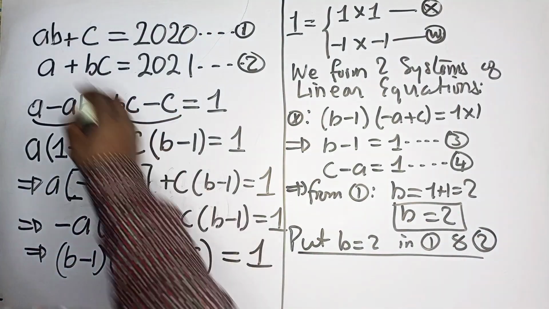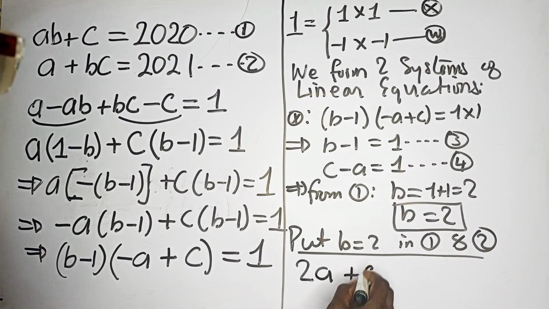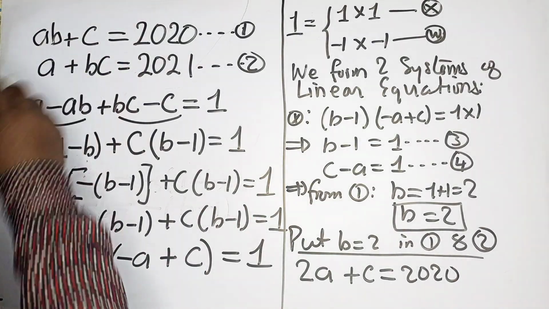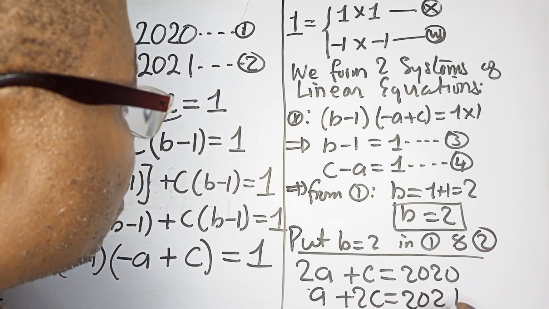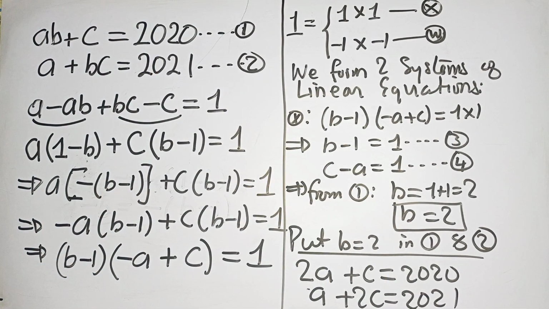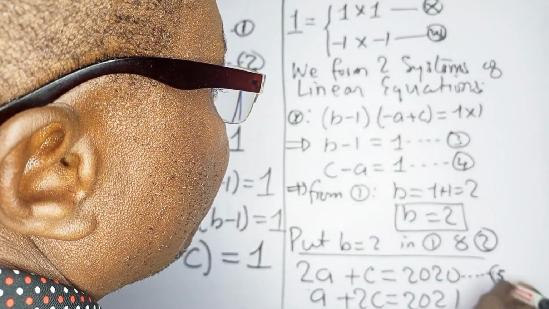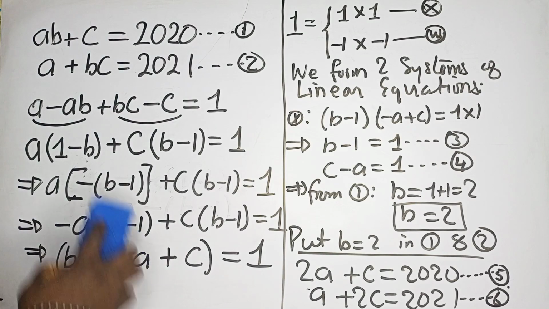All right, when we do that, b is 2, so this one becomes 2a plus c is equal to 20. Down here we have a plus 2c is equal to 21. So here we have two equations with two unknowns, which is solvable. We can call this equation 5, call this equation 6.